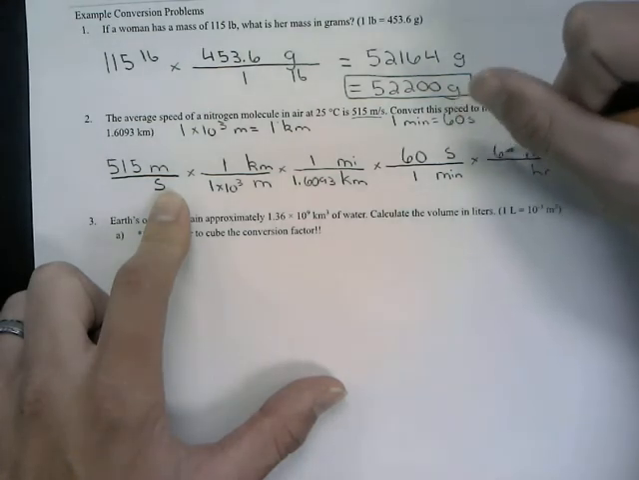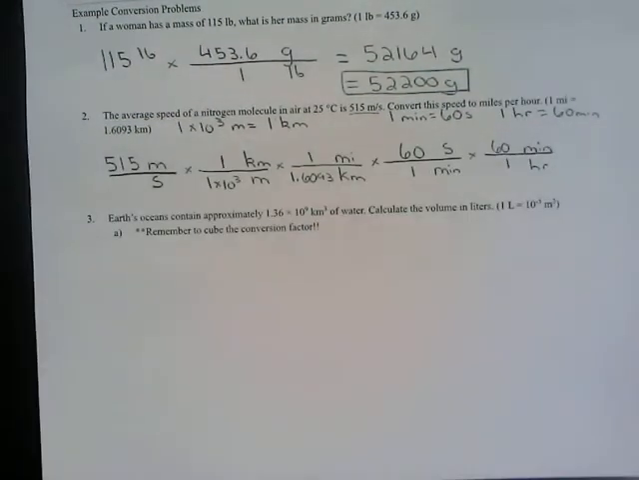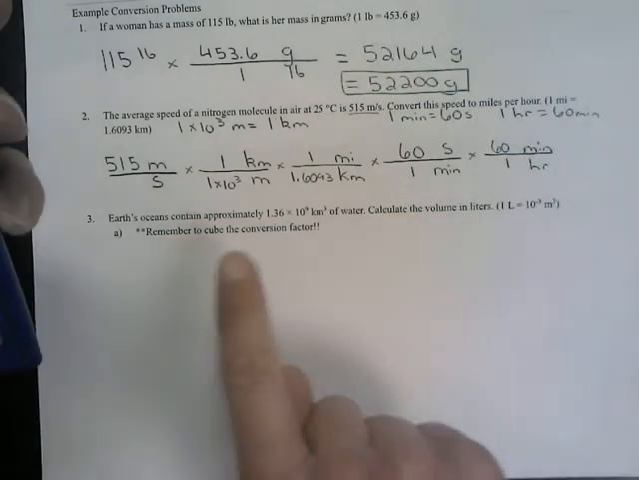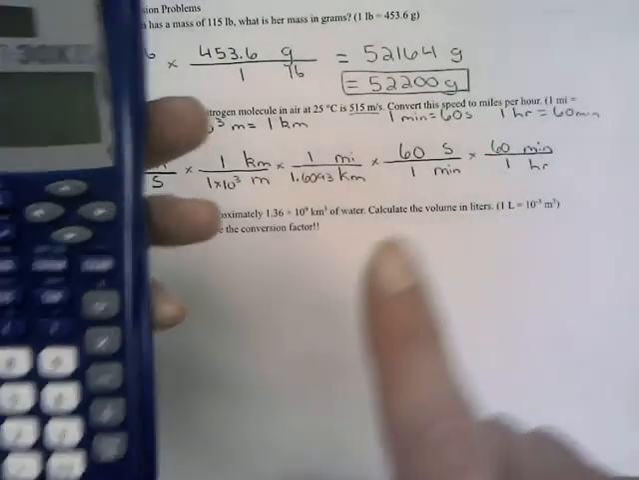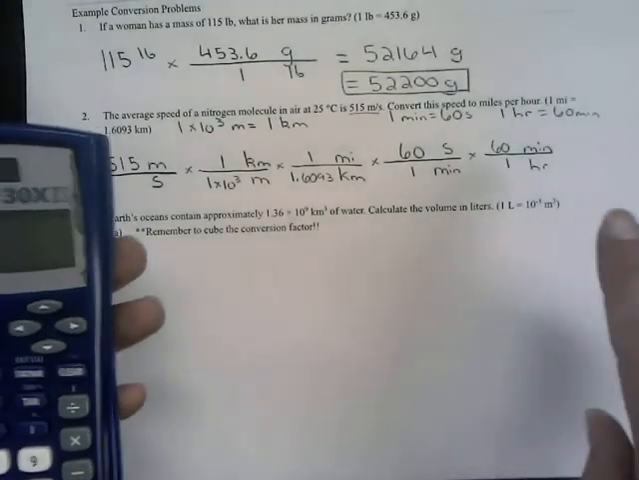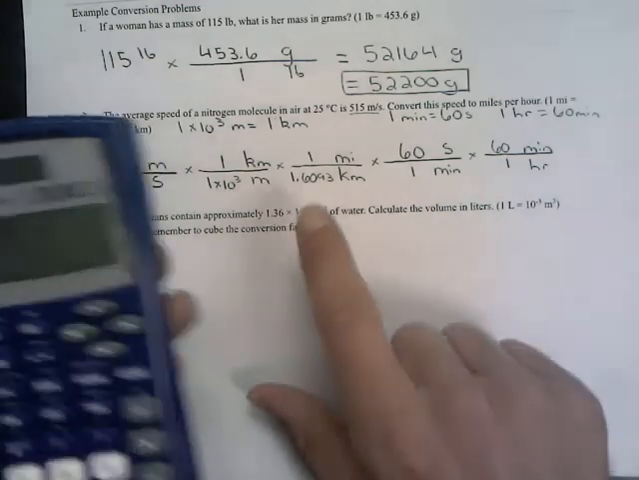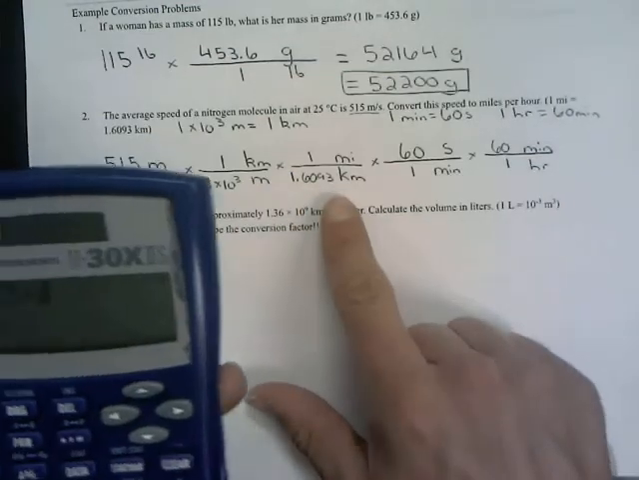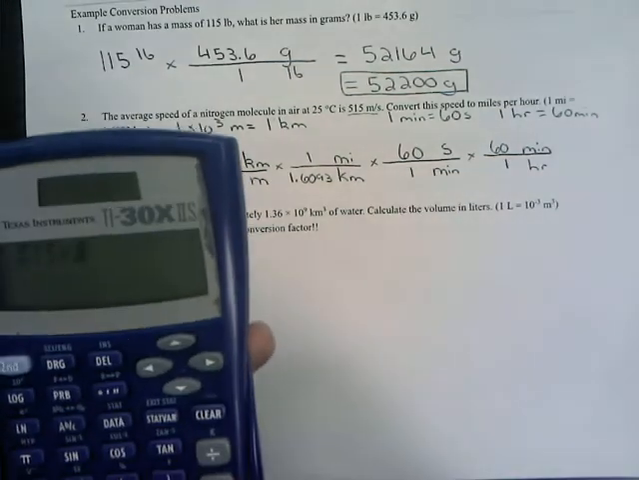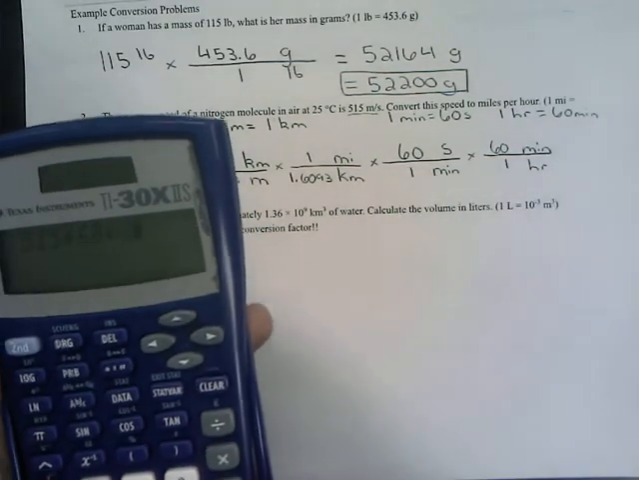So 60 minutes to 1 hour. Now what we have to do is this. What I like to do is I multiply everything on top and then I divide it by everything on bottom. So on top I have 515 times 1, which I'm not going to show, times 1 again, not going to show, times 60 times another 60.